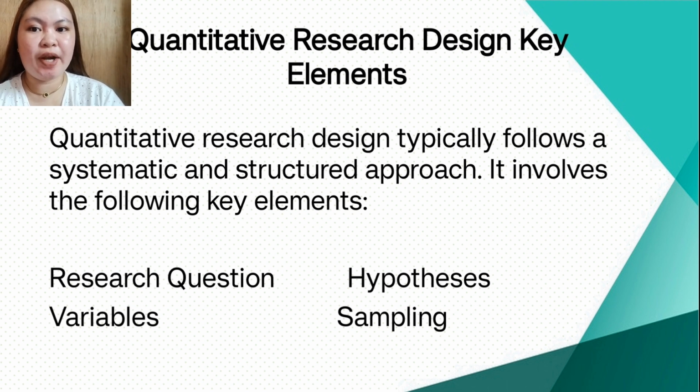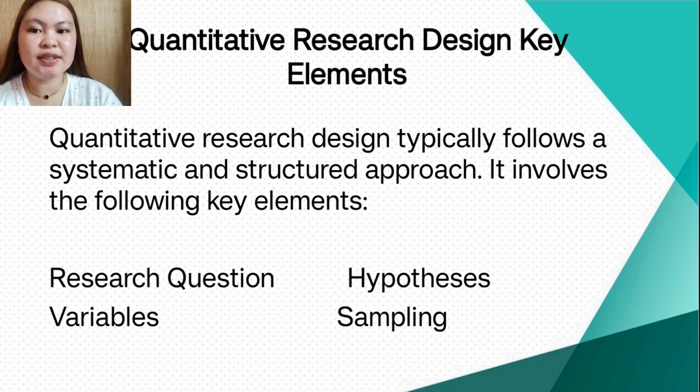The second one is the variable. The researchers identify and define the variables relevant to the research question. Variables are attributes or characteristics that can be measured or observed. They can be independent variables or dependent variables. The third one is the hypothesis. The researcher develops one or more hypotheses based on the research question. Hypotheses are verifiable statements that can make prediction about the association between variables.